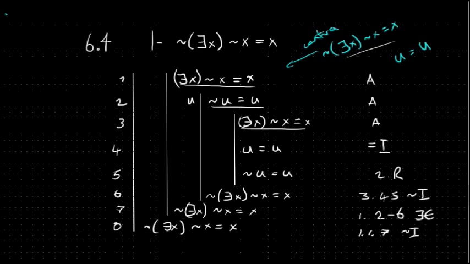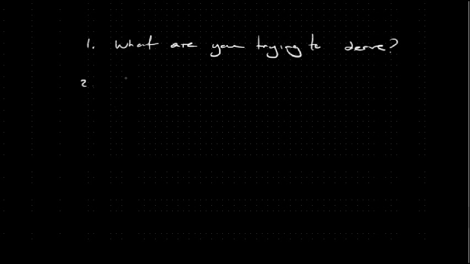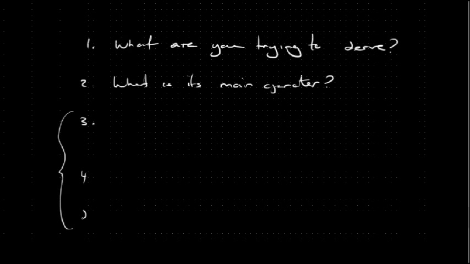Always try, if you're completely stuck for what to do when it comes to a proof, here's Chris's 5-point plan again, which I said last week. Step 1: What are you trying to derive? Step 2: What is its main operator? Determine that. Okay, then we get onto our 3. These are the work steps, 3, 4 and 5.